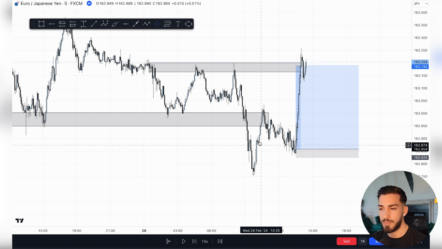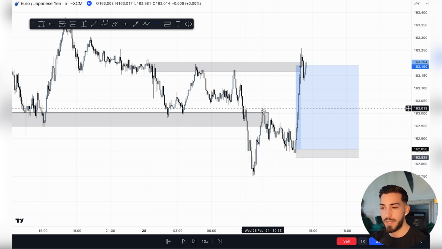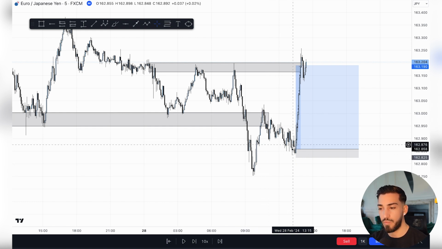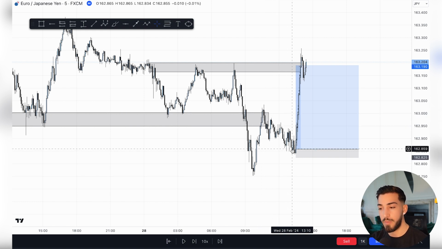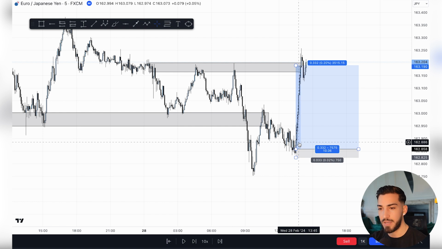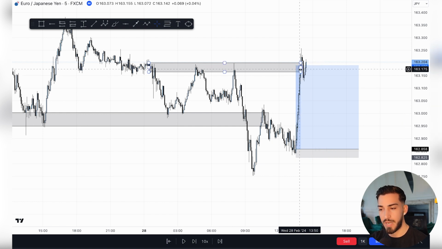Really simple stuff, just being aware of who's in control of the market, who's currently impulsive, where's the momentum, where are the corrections happening to what side. You know, strong impulse to the upside followed by a bearish correction would normally, higher probability, lead to a bullish continuation, which is why we took the buy position.